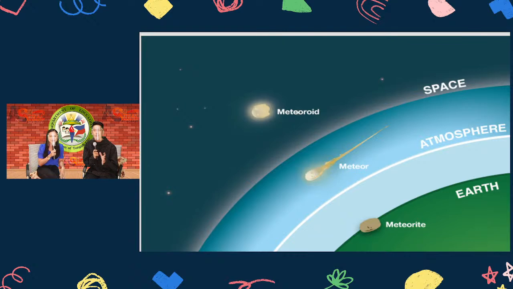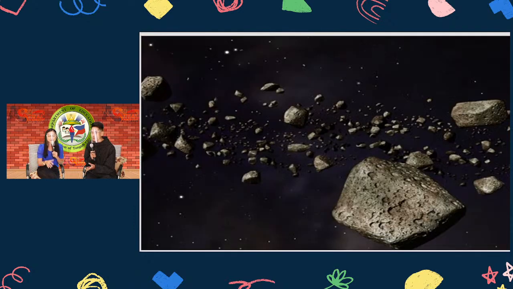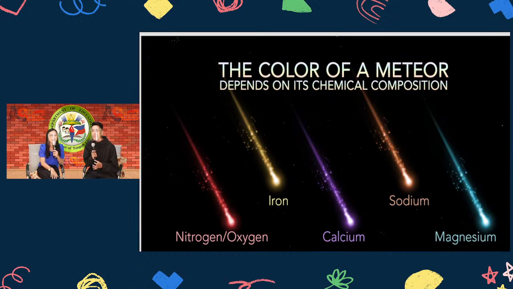Okay, as you have seen from the video, meteors can give off various colors based on the rock composition. Orange and yellow, we have sodium. Yellow, iron. Blue-green, magnesium. Violet, calcium. And red, the atmospheric nitrogen and oxygen. So, we're done with comets and meteors.